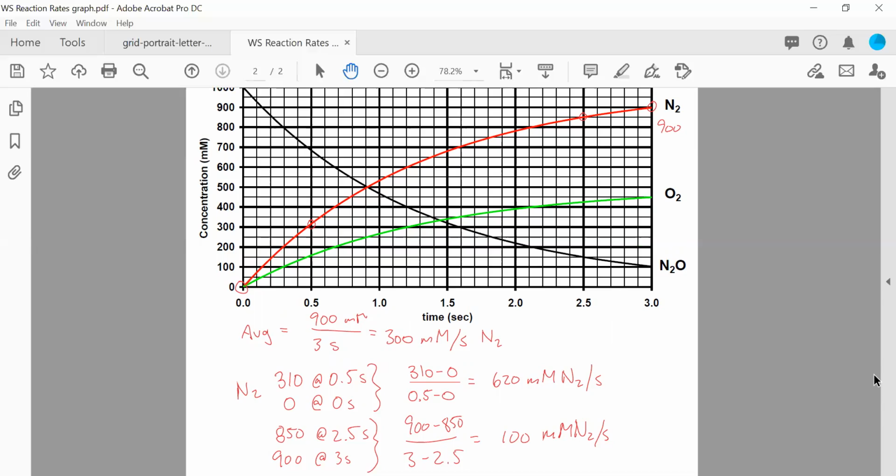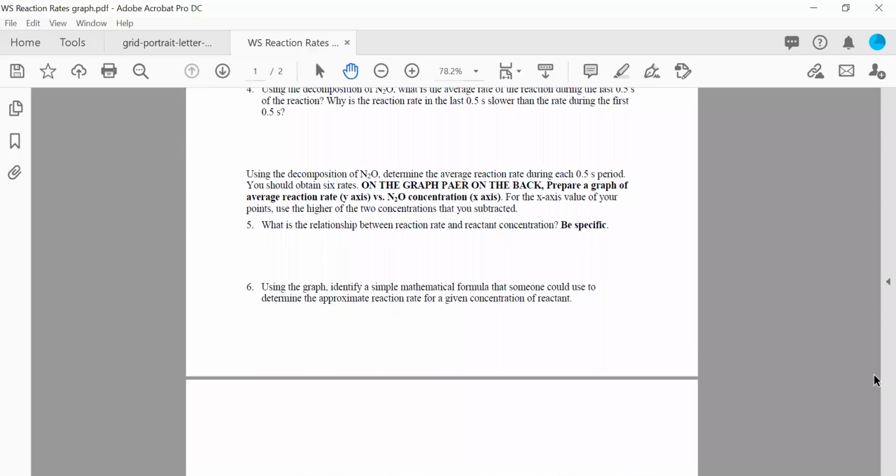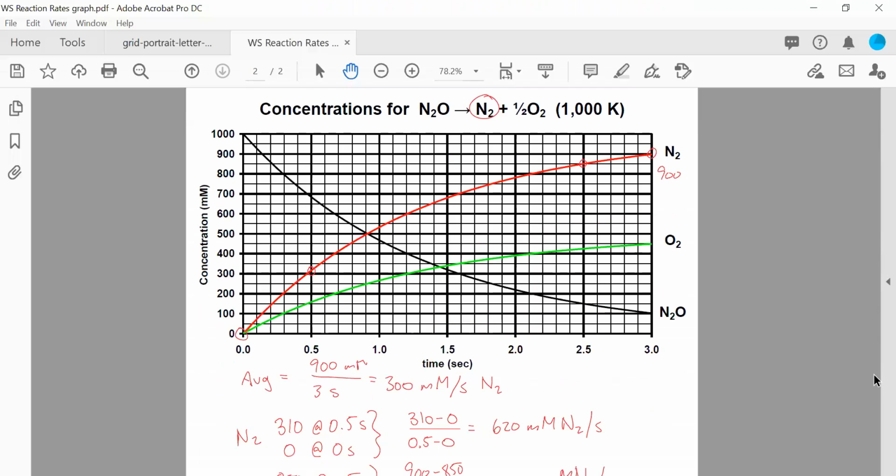Okay, for the homework, you'll be practicing doing this over several time intervals, and ultimately you're going to be asked, in the last 2 questions, to graph the average rate of reaction versus the concentration of N2O. So note, the graph that you're given is concentration versus time. You're going to try to make a graph of concentration versus rate, or I should say rate versus concentration, to see how they're related.